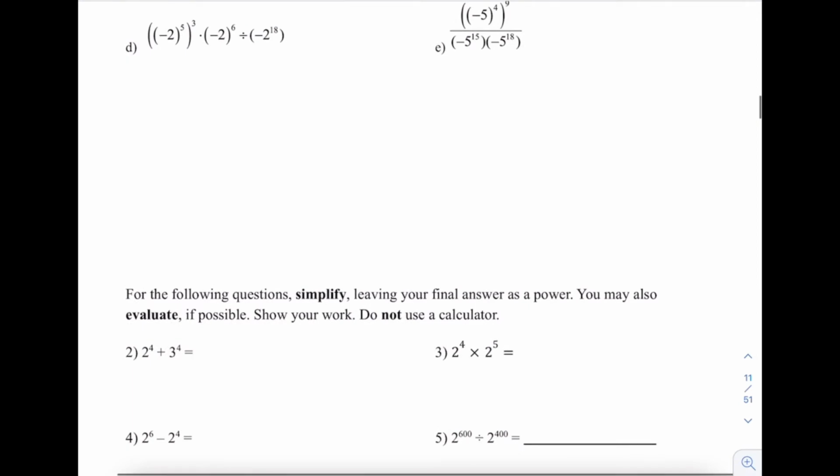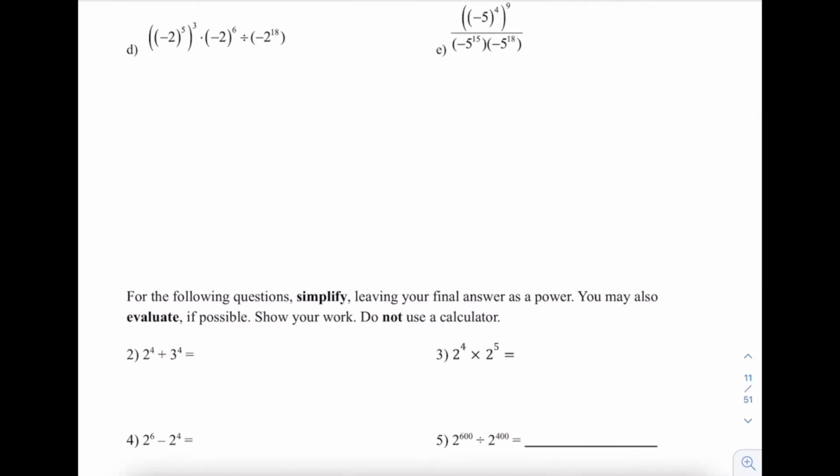All right, so let's look at D. So in D, I can see that my base here is -2. The 5 applies to the negative and the 2. The middle one, the base is also -2. The 6 applies to the negative and the 2. Now we're really trying to trick you here in the last one. In the last one, the 18 is only touching the 2, but not the negative.